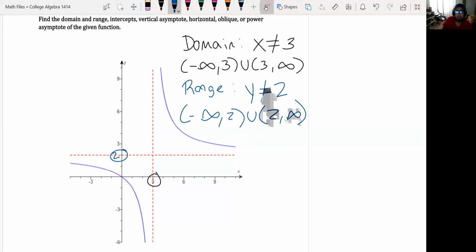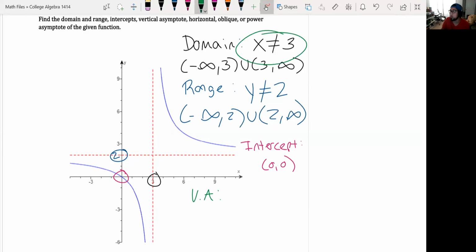Intercepts. Do you see any x and y intercepts from this graph? And I think we see that just right there. You cross the x-axis and the y-axis. So our intercepts are at 0, 0. And then next is, what is your vertical asymptote? Well, easy money. We don't even have to look at the graph. If your domain is x not equal to 3, your vertical asymptote is x equals 3.